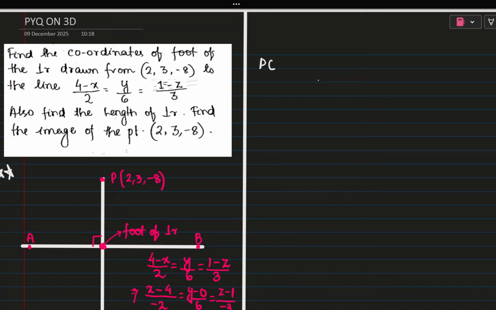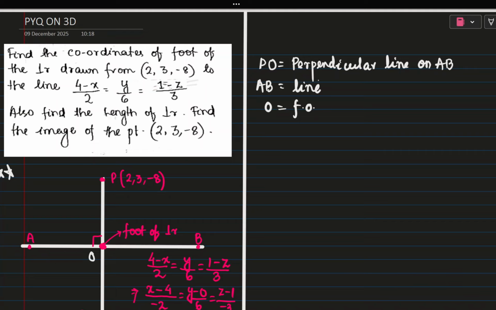So basically, we have PO. Let this point be O. So it is PO, the perpendicular line on AB. AB is itself a line. What is O? It is the foot of the perpendicular. What is point Q? It is the image of P. So I can say that the length of PO must be equal to the length of QO.